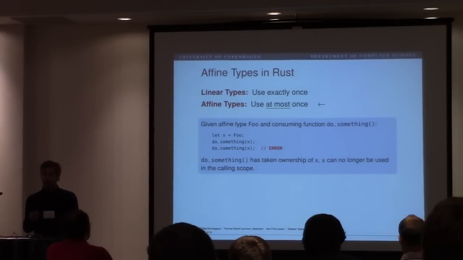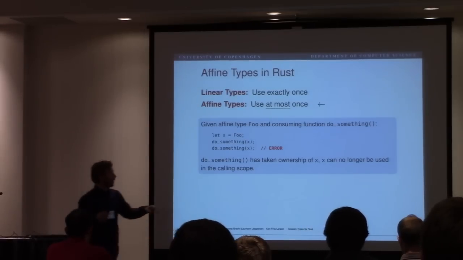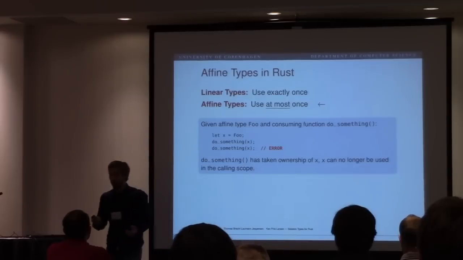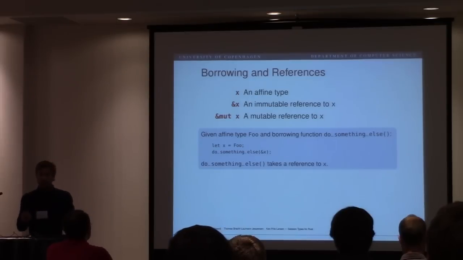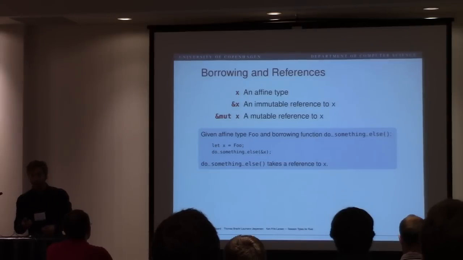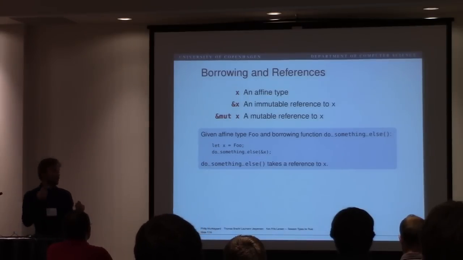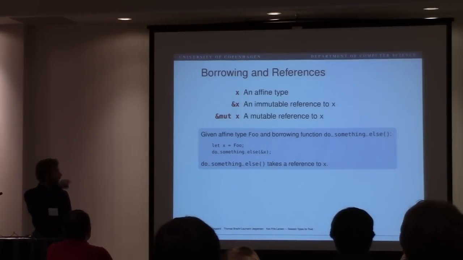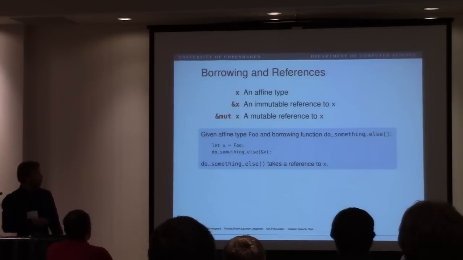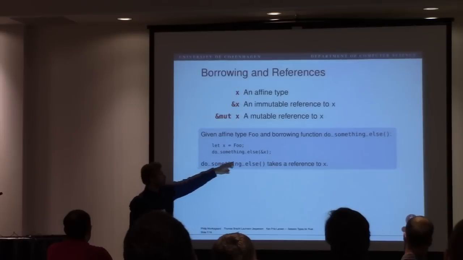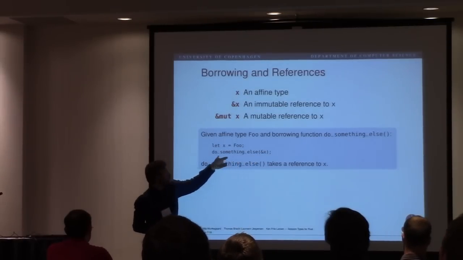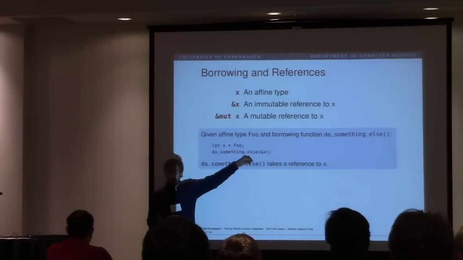Sometimes you want to express something where you can actually use the same value more than once. For that we have borrowing and references. If x is an affine type, then you can take an immutable reference to x with the ampersand, and you can take a mutable reference to x with the ampersand mut. That allows you to actually use x twice down here, because you make a reference to x and pass that to this borrowing function.